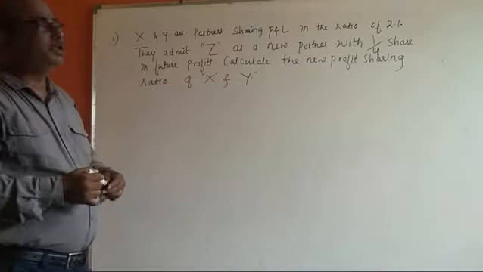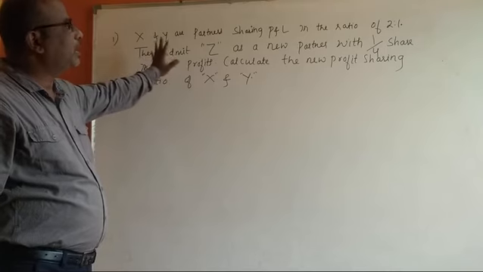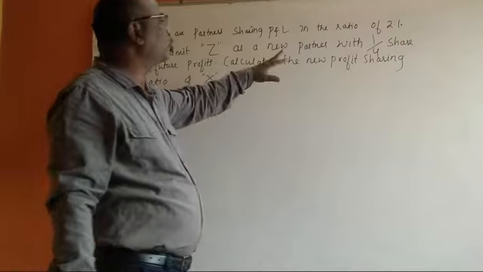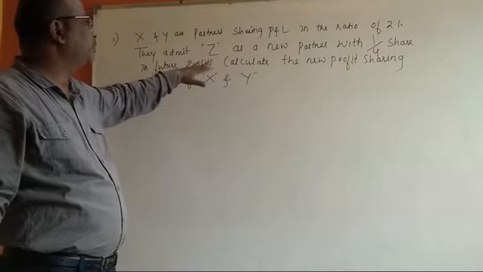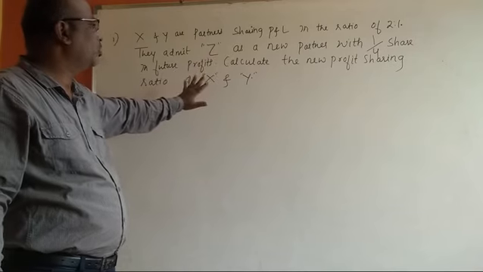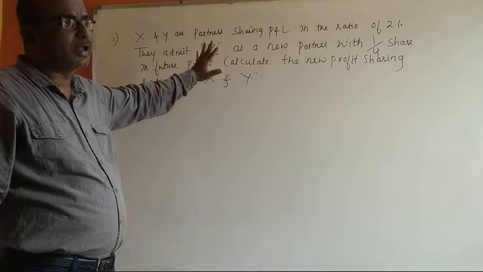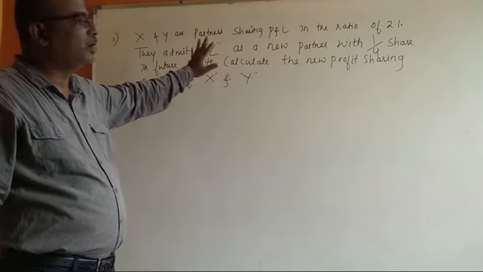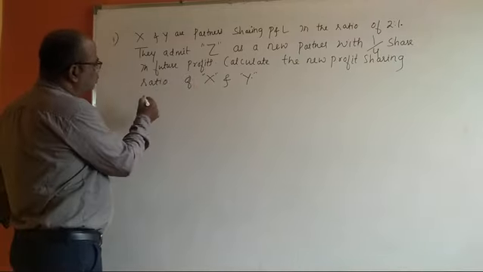So by seeing the problem, you will understand that X and Y are partners sharing profits and losses in the ratio of 2:1. They admit Z as a new partner with 1/4 share in the future profits. Calculate the new profit sharing ratio of X and Y. So if you read the problem, you will come to know that this is first method and you are supposed to solve this problem based on first method. So under first method, solution.